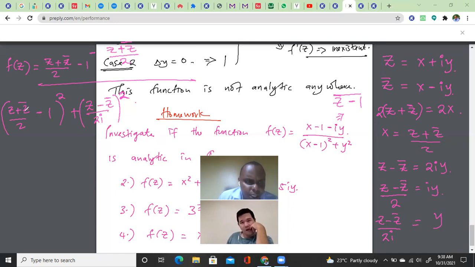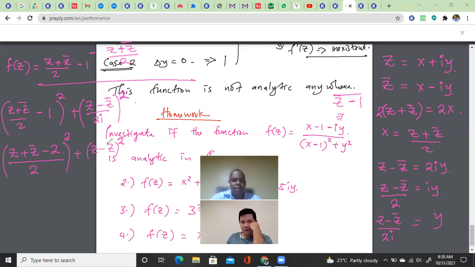So let's try to make this simple. This is going to be ((z + z̄ − 2)/2) squared, right? Yes. And then plus ((z − z̄)/2i) squared. That's (z − z̄) squared, and then 2i at the bottom, which becomes −4. Oh, −4, yes.